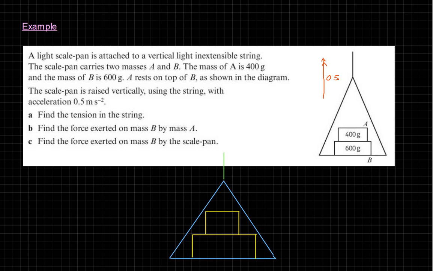Let's think first about this 400 gram object A, the top yellow box. What is its weight? Well, it's 400 grams, that's 0.4 kilograms, so it's 0.4 g. It's a little bit confusing, this G means grams. This does not mean the gravitational constant G.